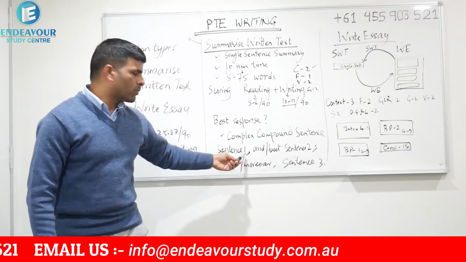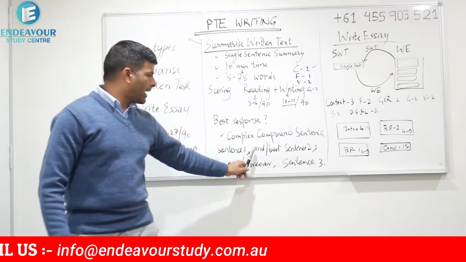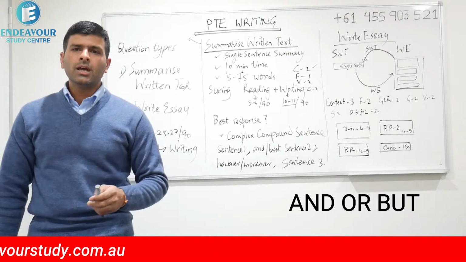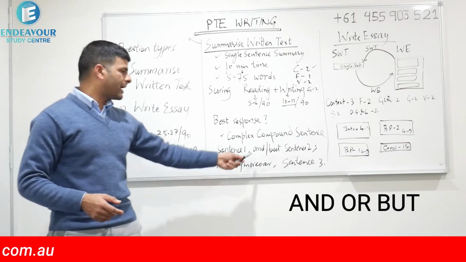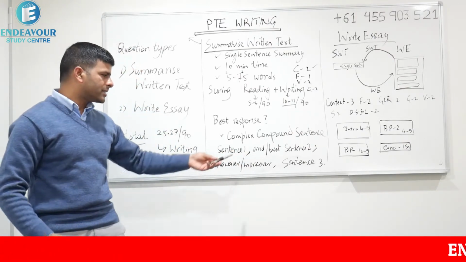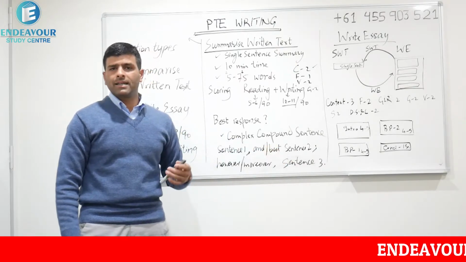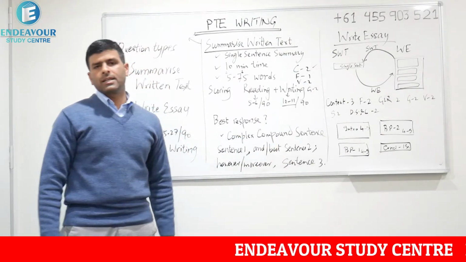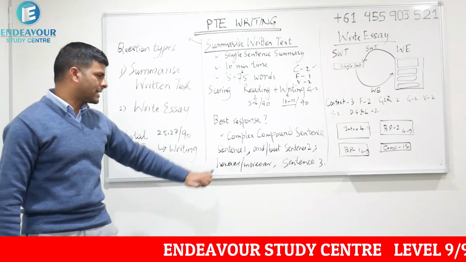You can go sentence 1 and then comma, and or but. So and or but are coordinating conjunctions, and there are actually 7 of them, but and and but are the most common ones. And is used when we are adding the next sentence to the previous sentence, and but is used when we are contrasting the next sentence with sentence 1.